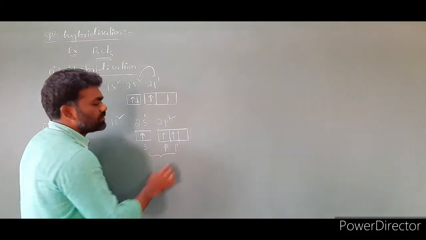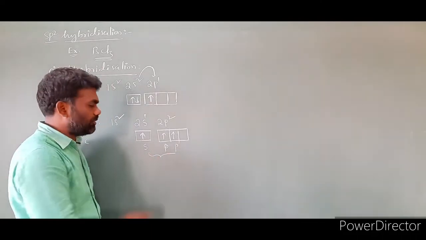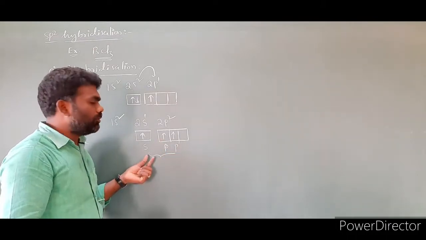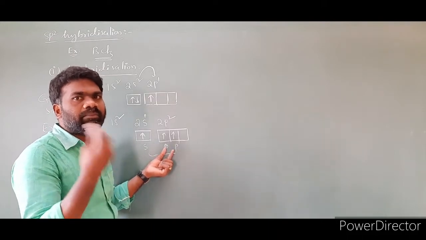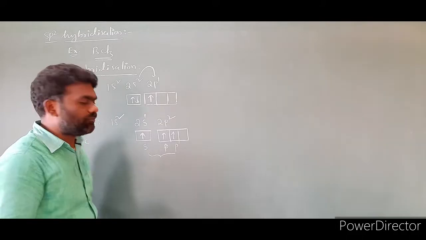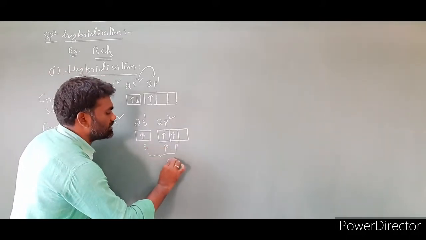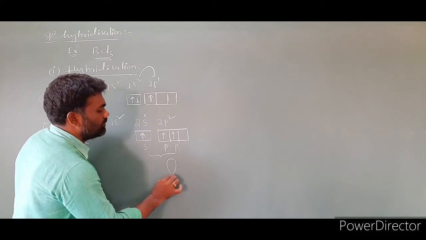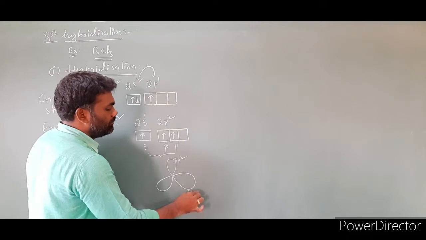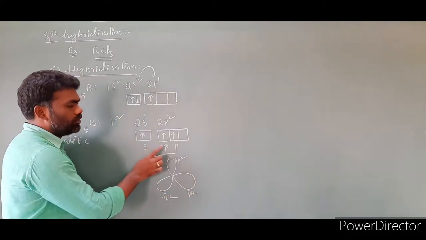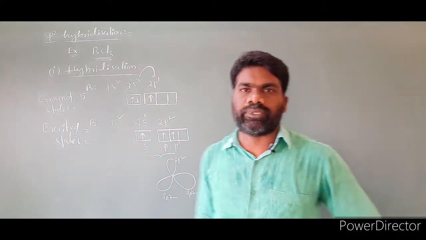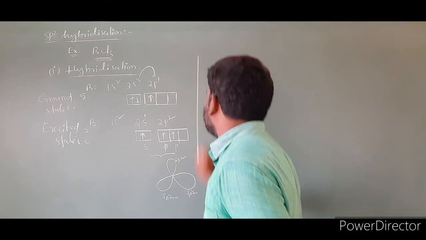How many sp2 hybrid orbitals are formed? 1s, 2p, sp2, how many will we get? 3. Because however many pure atomic orbitals are intermixed, that many hybrid orbitals are formed. 1, 2, 3 are mixed, so you will get 3. This is the first one, this is the second one, this is the third one. This is one sp2, this is another sp2, this is another sp2. This is step number 1.